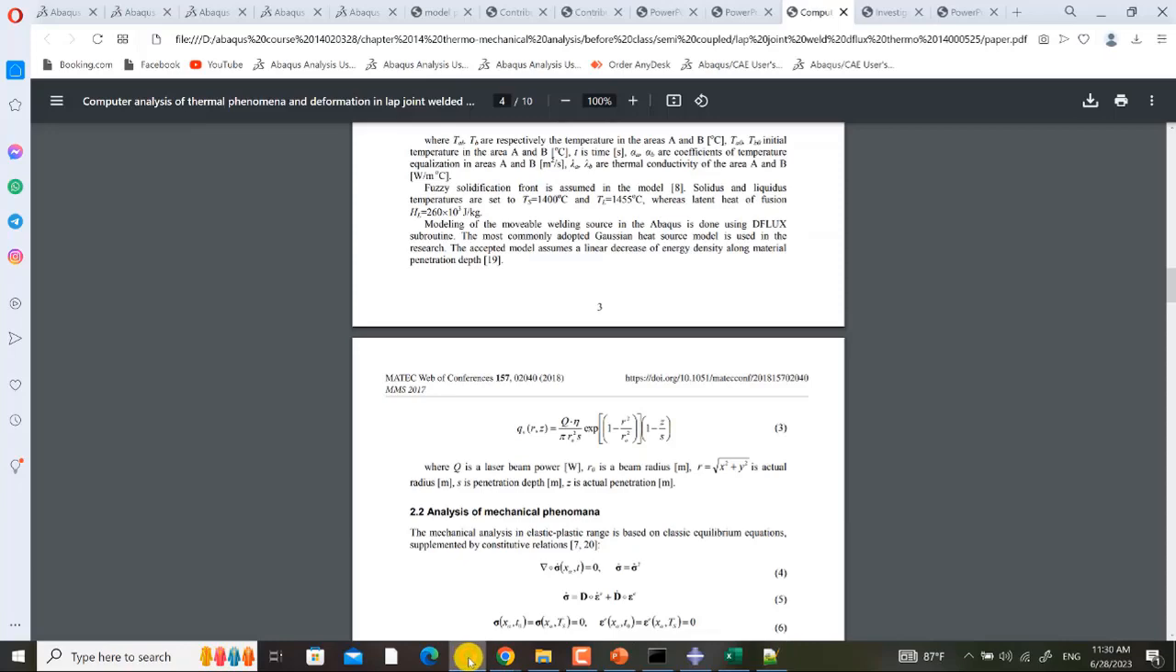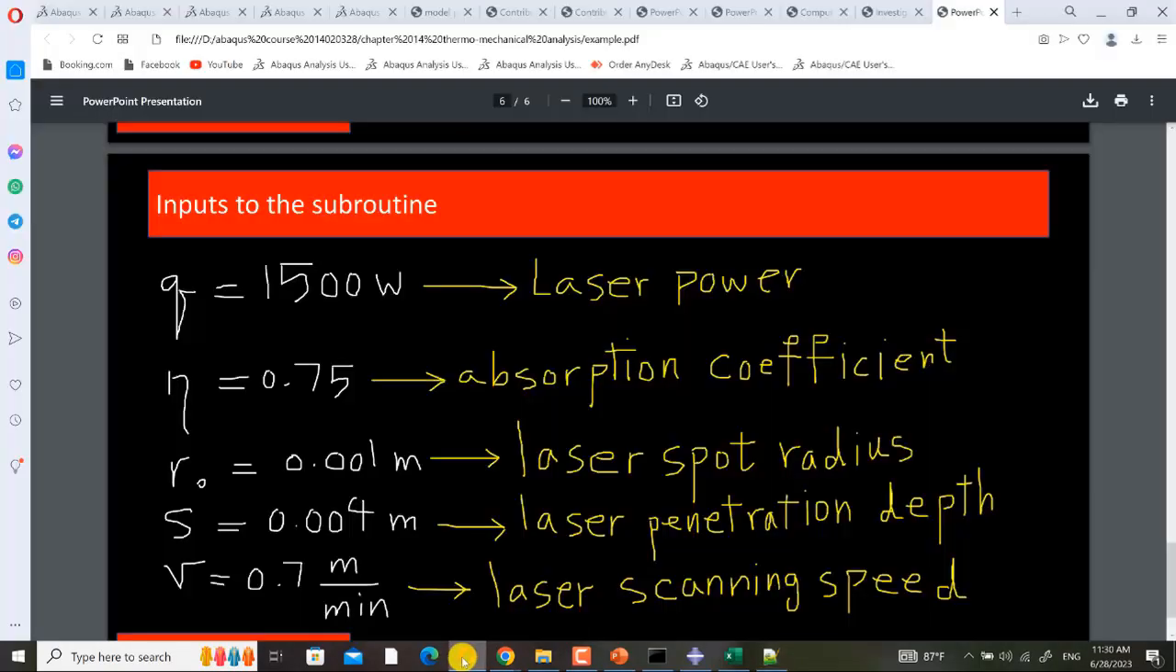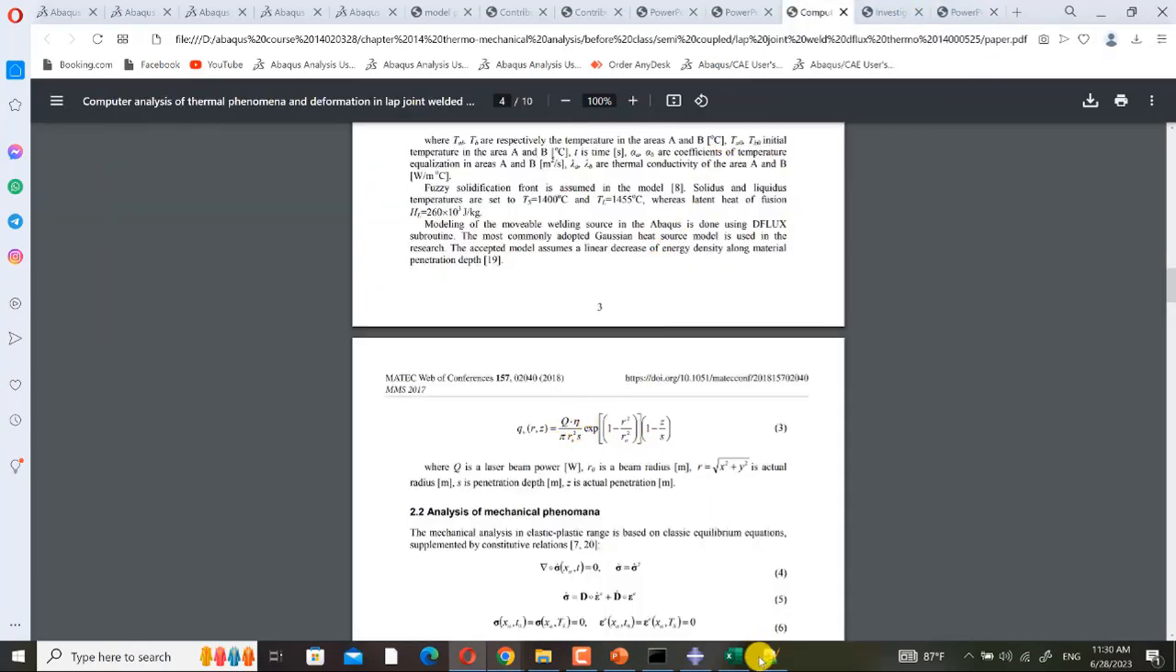I must write it in Abaqus. First, I must define the inputs. Okay. I define them as double precision. Double precision means that you will have 12 decimal places, and so we have good accuracy. Double precision, Q, eta, pi number, R0, S, yes, we have pi here.